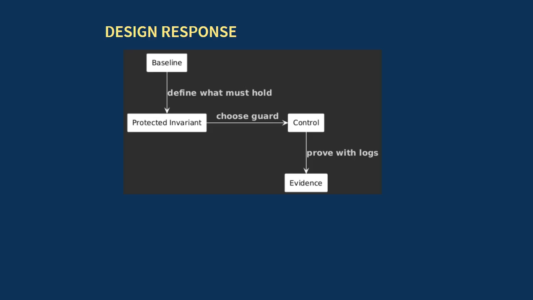The corrected direction is to protect the invariant directly. What does that usually require? Idempotency keys, durable completion records, retry safe handlers, and reconciliation where needed.